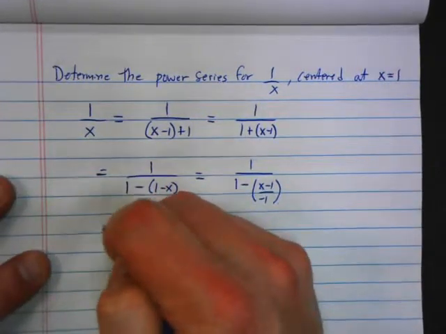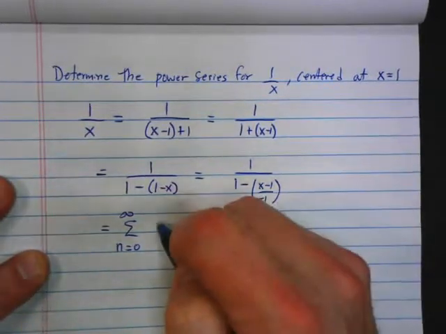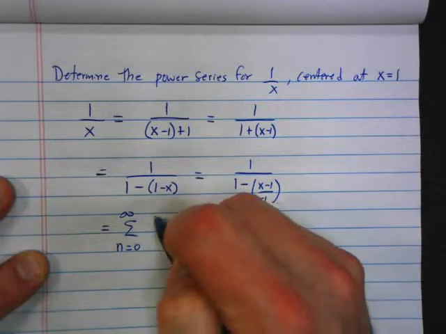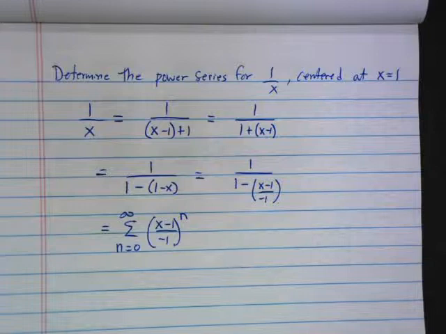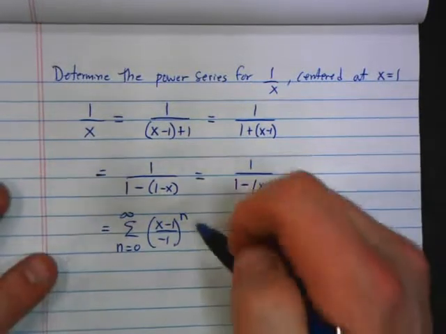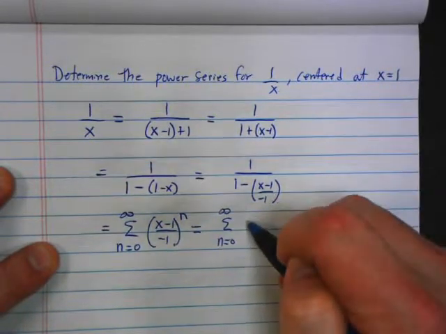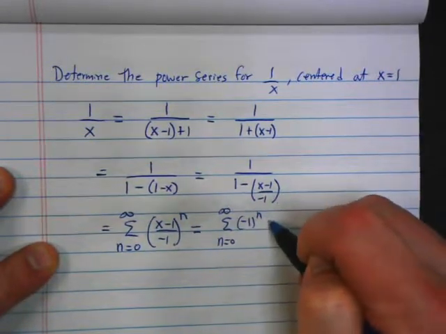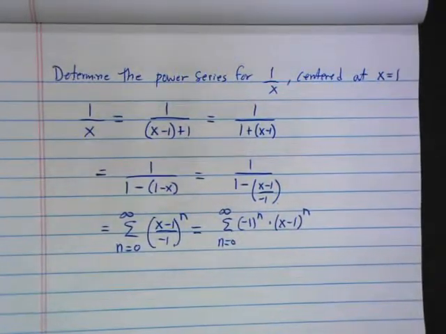So this is the sum from n equals 0 to infinity. A is 1. R is x minus 1 over negative 1. And again, typically we would split this out. We would write this as the sum from n equals 0 to infinity of negative 1 to the n times x minus 1 to the n. Pull the negative 1 out, but 1 divided by negative 1 is negative 1. So there's where the negative 1 to the n came from. Questions on that?